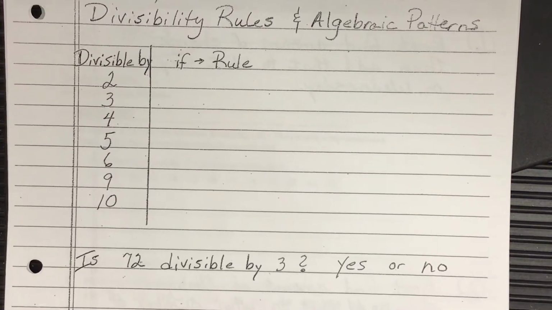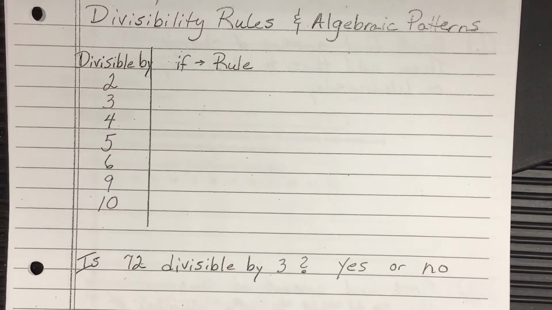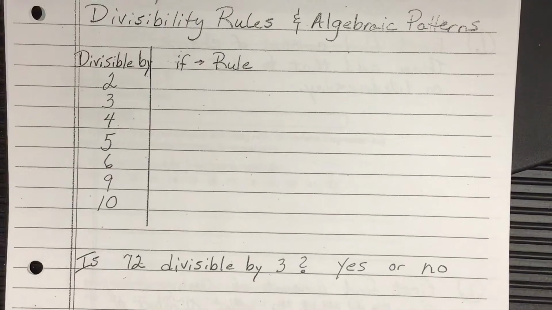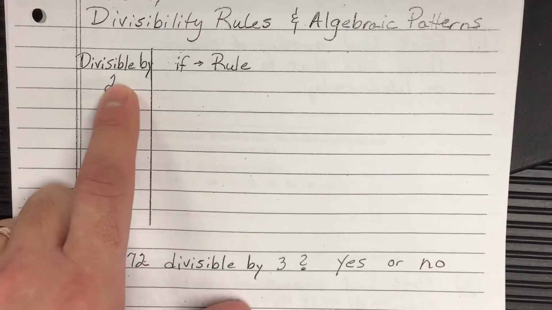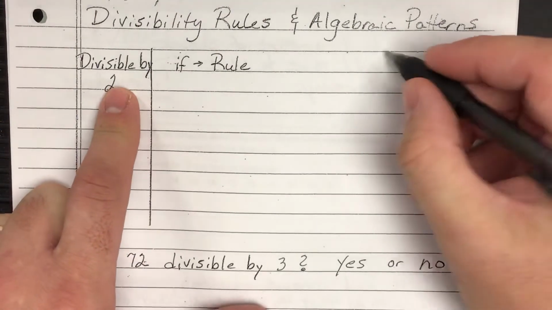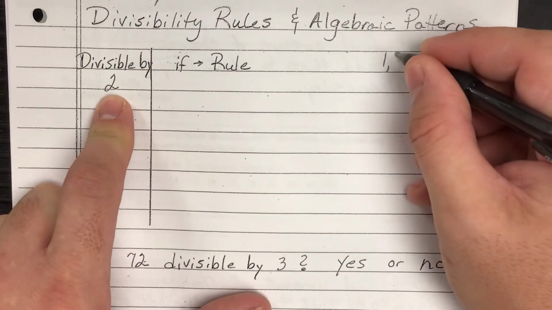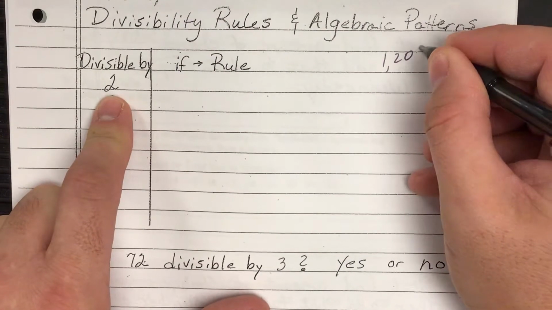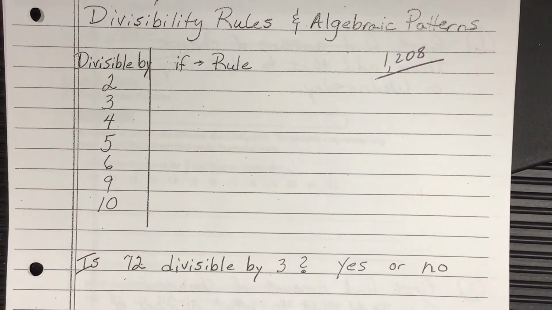So how do we know if a number is divisible by 2? How do we know if 2 goes into a number? If I write down a number, stop yelling out numbers. If I write down a number, how do I know if 2 goes in there? It has to be even.